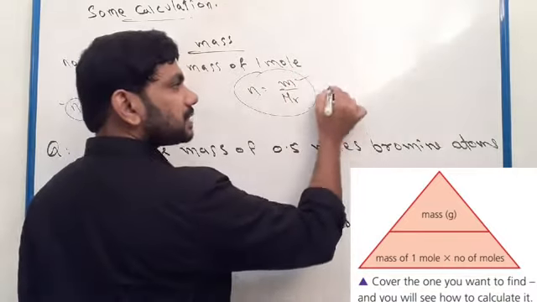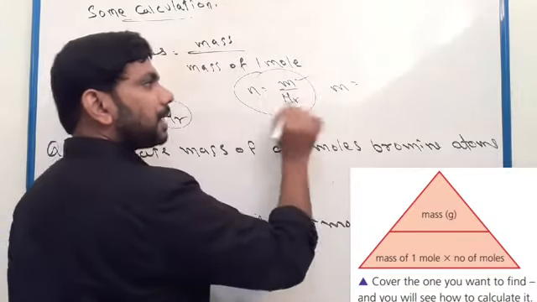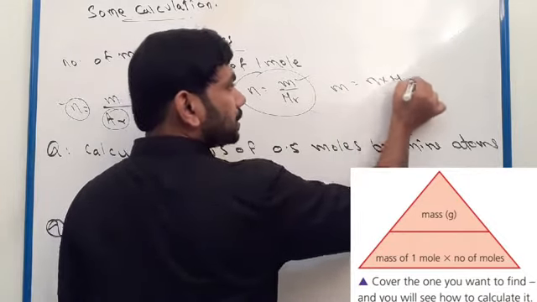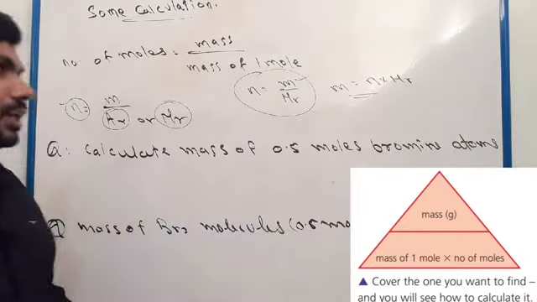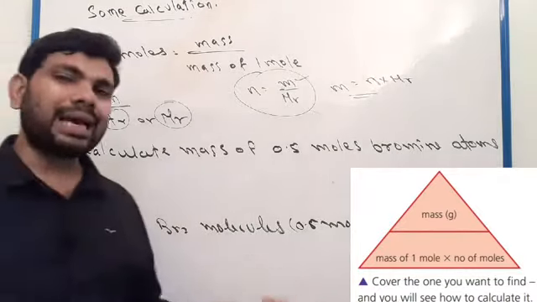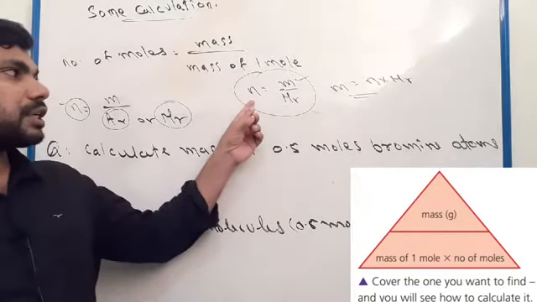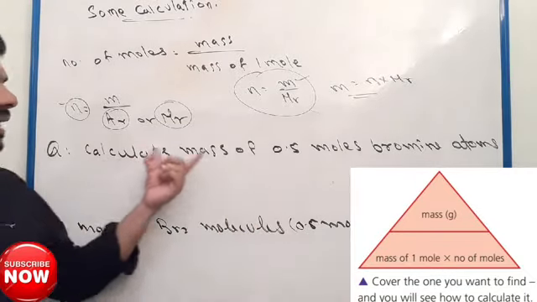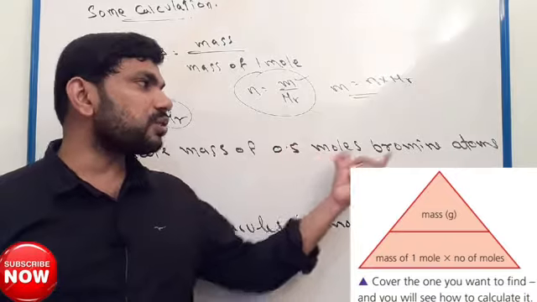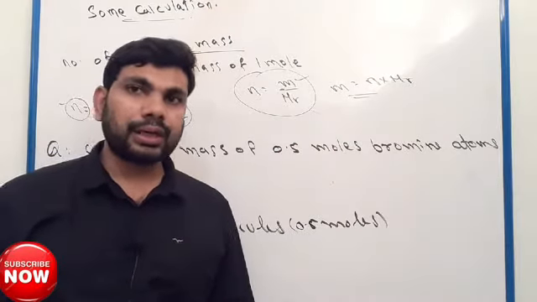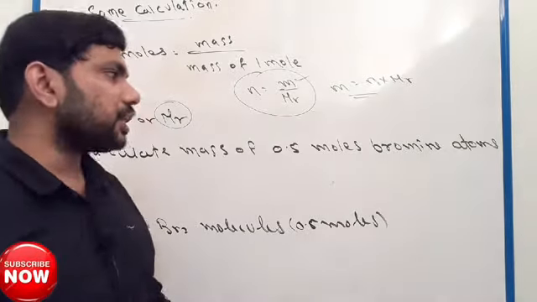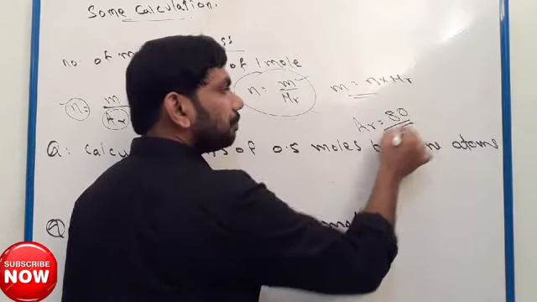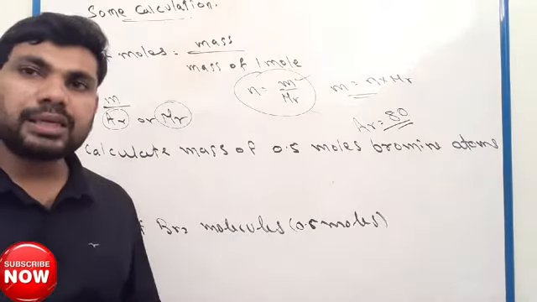Using this, you can find mass. Rearranging the equation, the mass of the substance is number of moles times molar mass. So remember this equation. Number of moles is equal to mass divided by molar mass. See here one question: calculate the mass of 0.5 moles of bromine atoms. You can use your periodic table, and you can see the relative atomic mass of bromine is 80.